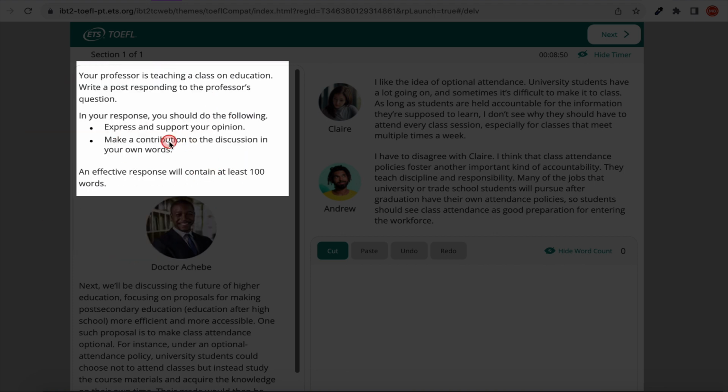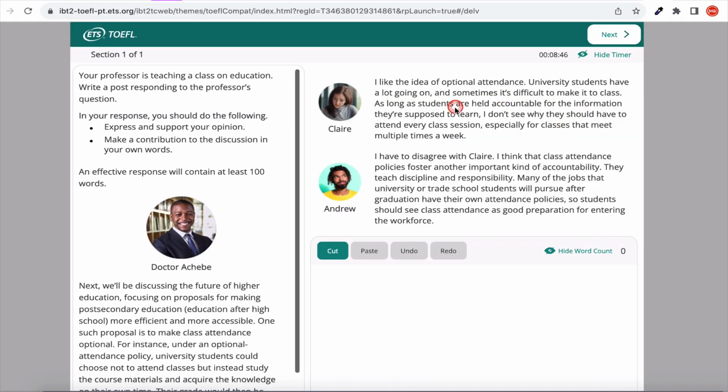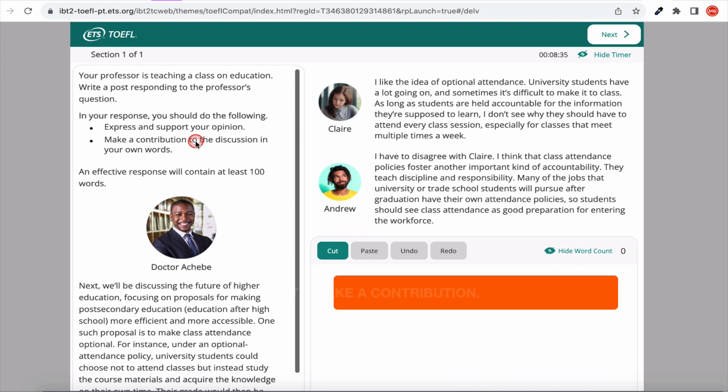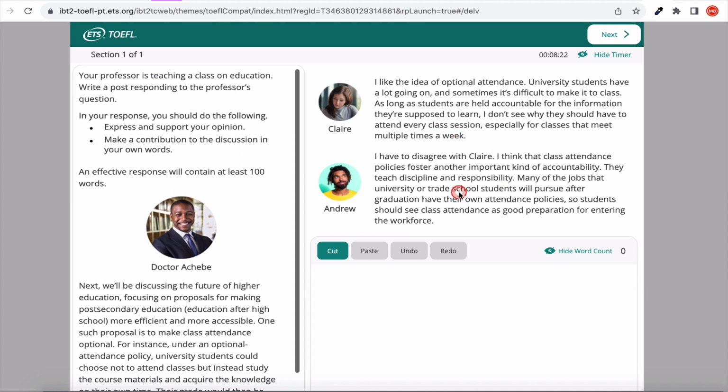So why is this part important? This is important because they don't want us to copy phrases or sentences from these two people. They want us to come up with our own sentences and come up with our own arguments. And most importantly, they want us to make a contribution. So don't just say, I agree with Claire and I disagree with Andrew because his idea doesn't make any sense. You don't do that. That's not the point. We are supposed to make a contribution.